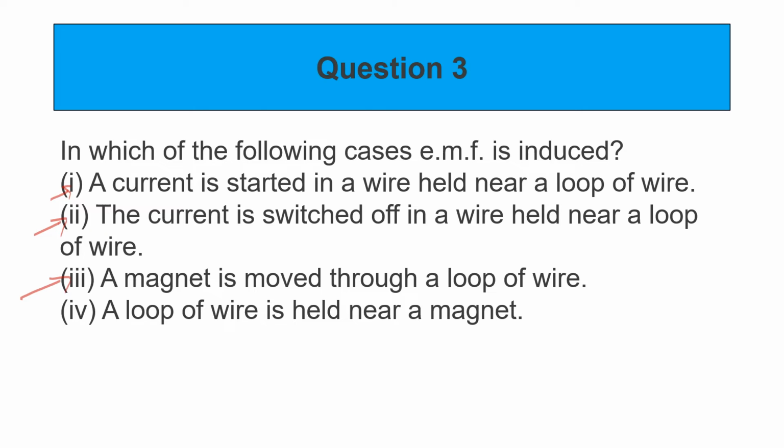Third choice, a magnet is moved through a loop of wire. Fourth choice, a loop of wire is held near a magnet. Four choices are given. In which of the following cases is an EMF induced? We know that if an EMF is to be induced, there should be a change in the magnetic flux.